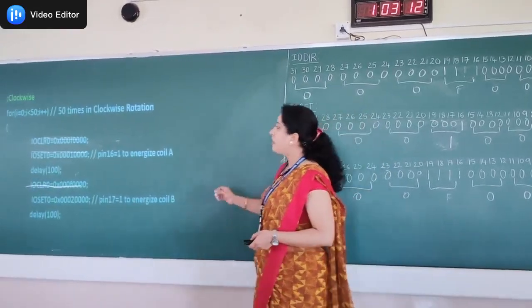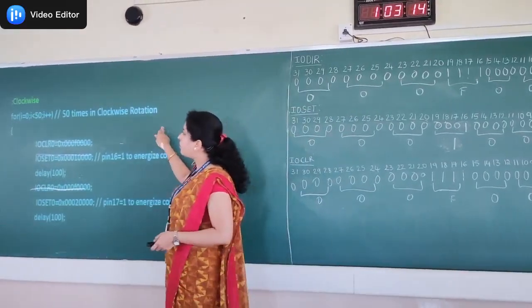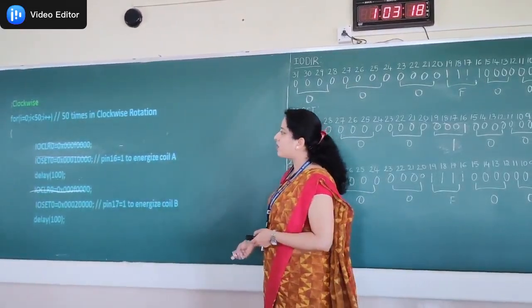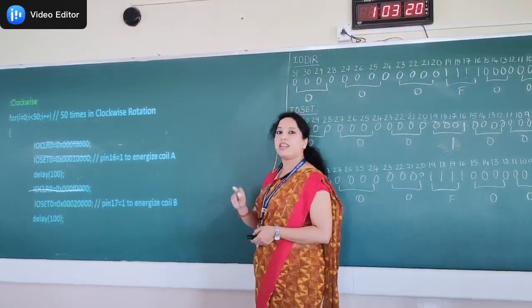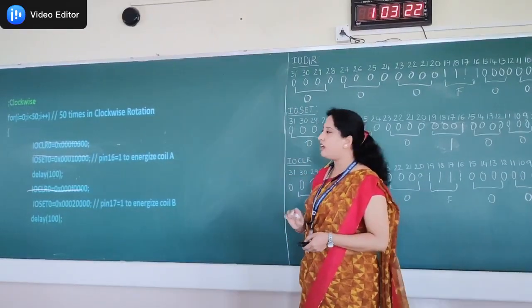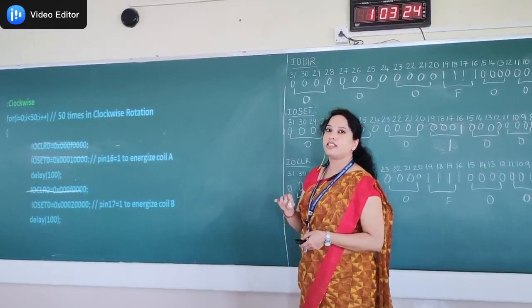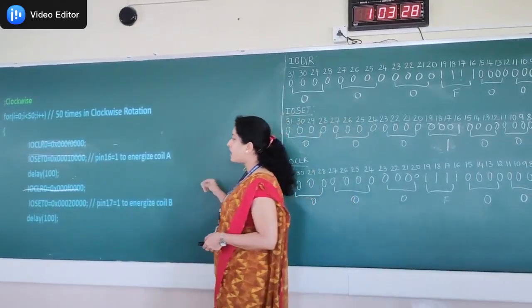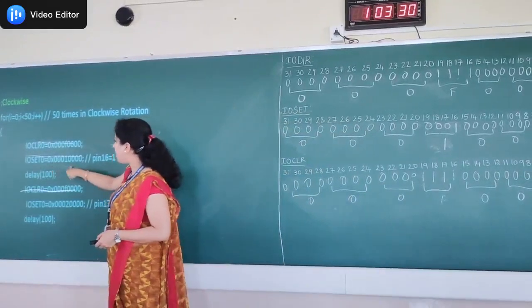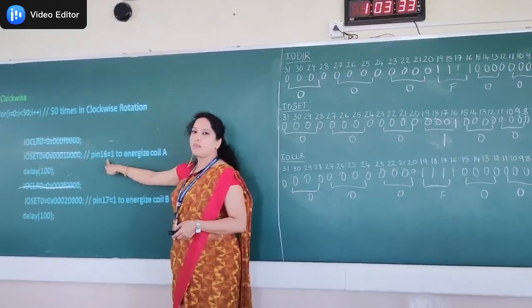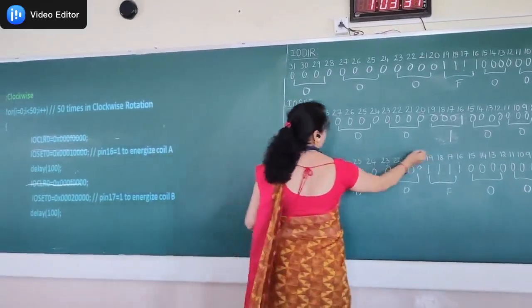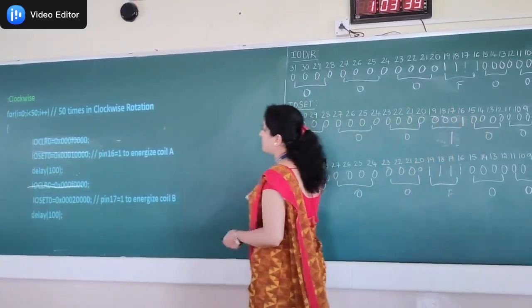Similarly, next let us rotate the motor in clockwise. The same procedure is used. The only difference is the order in which we energize the coils. So for anti-clockwise, we energize coil D, followed by C, B, and A. Whereas for clockwise, first we energize coil A by placing 1 on pin number 16. So the hex value is 0x00010000.